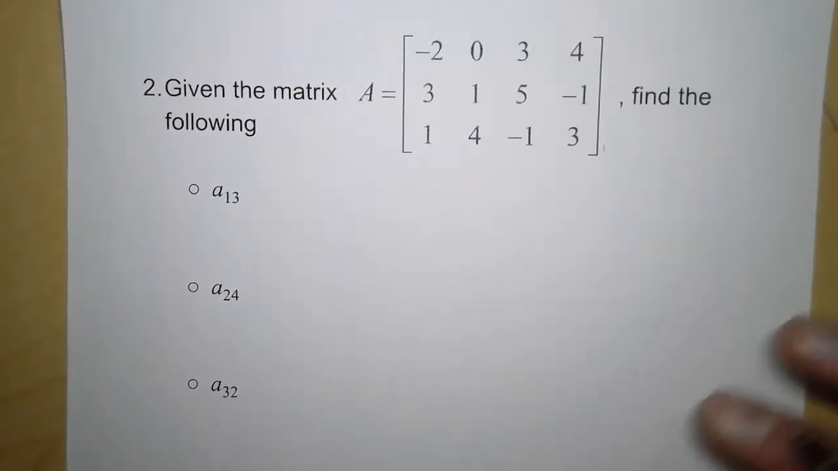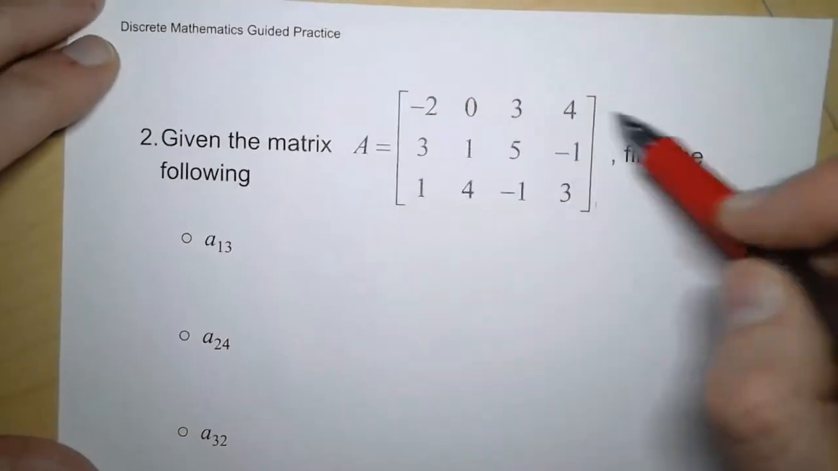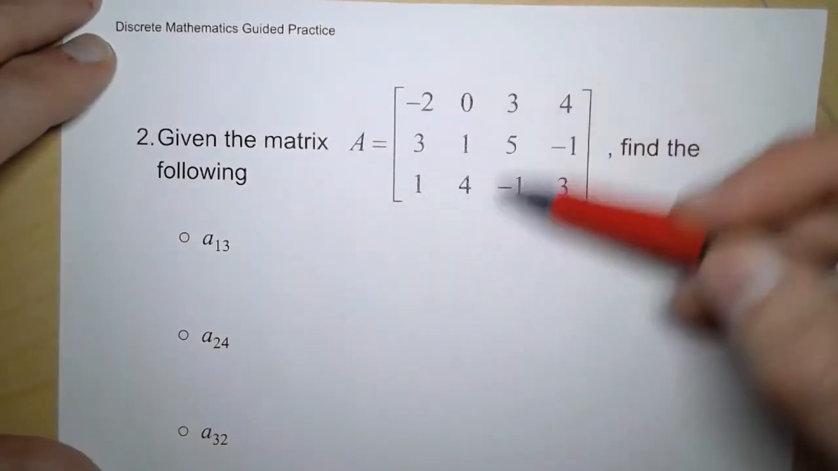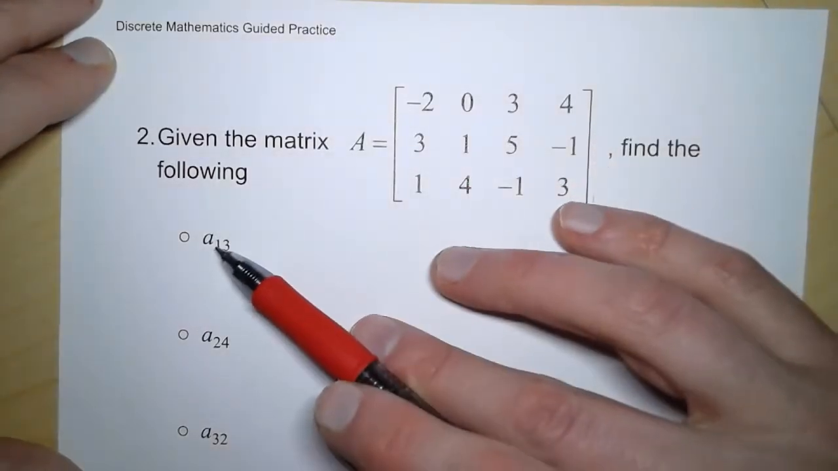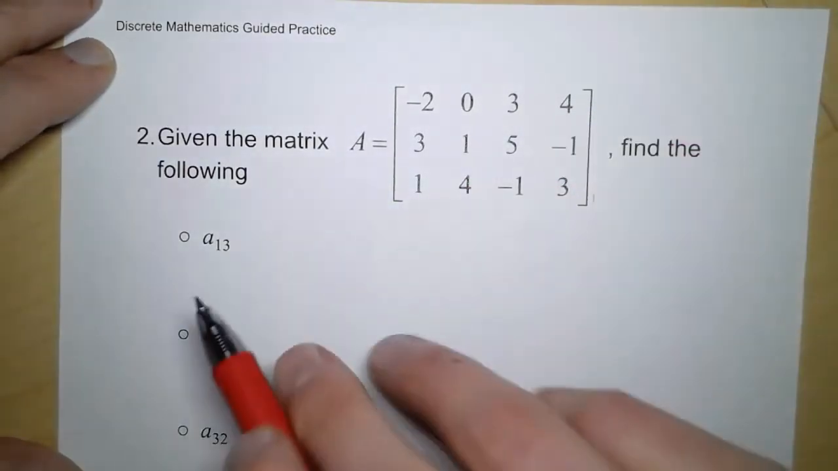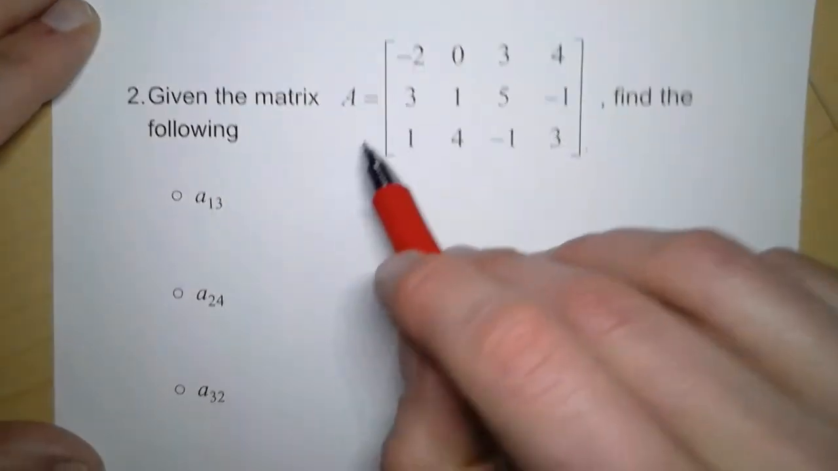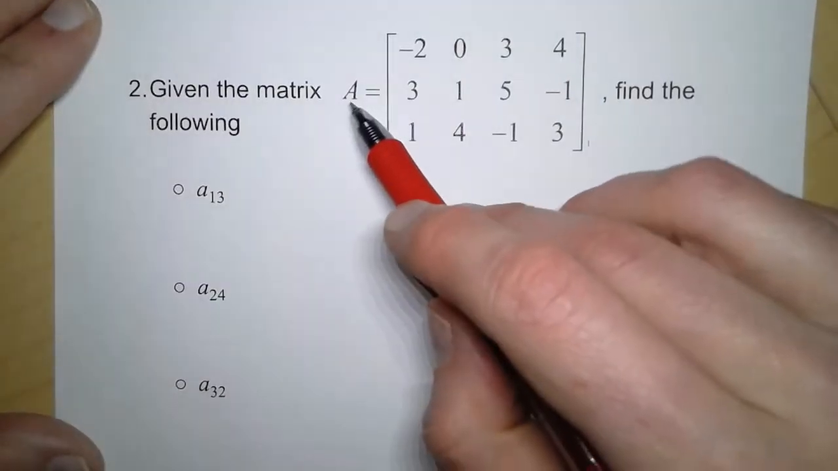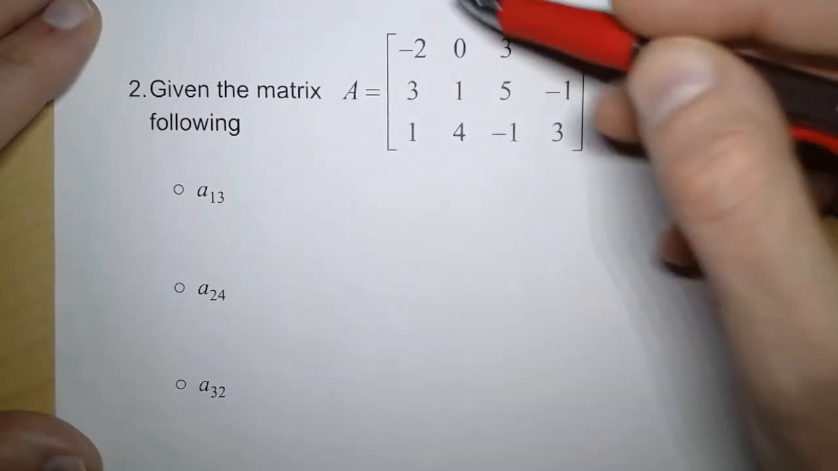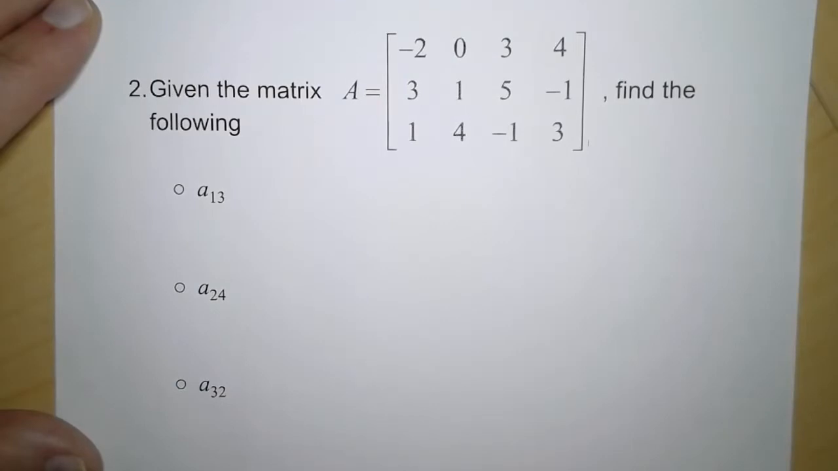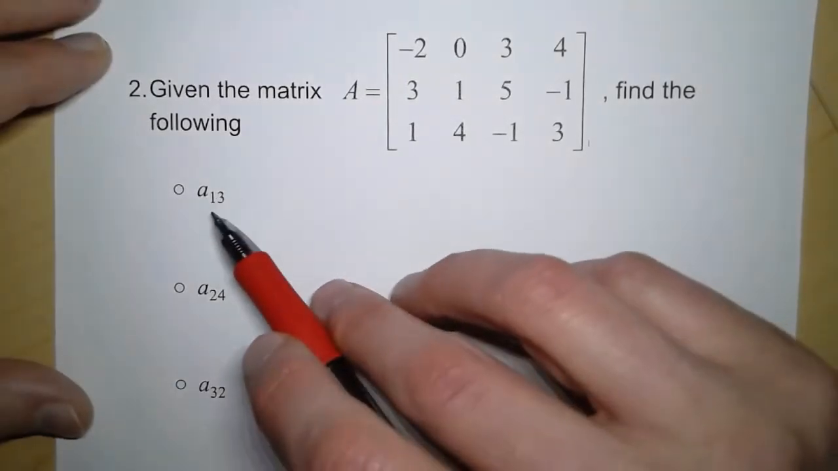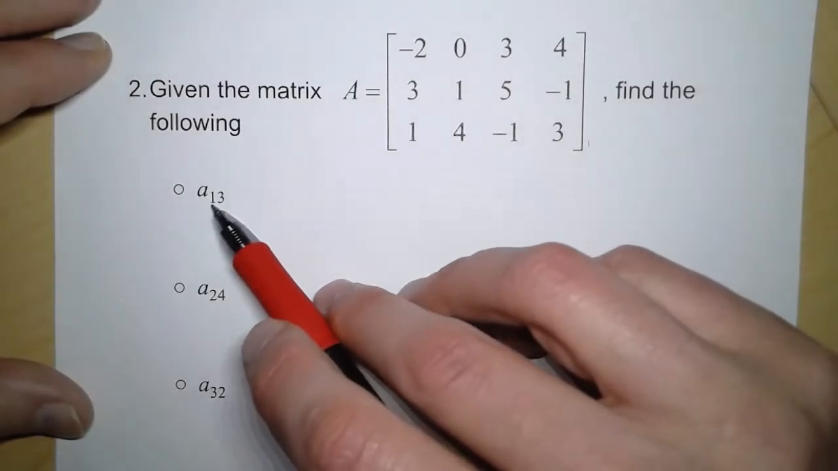So on the next page, we have this matrix A, and this is a 3 by 4. 1, 2, 3, 4. And what we want to do is find the following. We've got these little letter A's with these little numbers next to them. Now, what that means is anytime we refer to a capital letter, we're talking about the matrix as a whole. Anytime you see a lowercase letter, that means a number within the matrix. So the question is, which one is it? That's what these two numbers are. The first number tells us which row we're looking in.